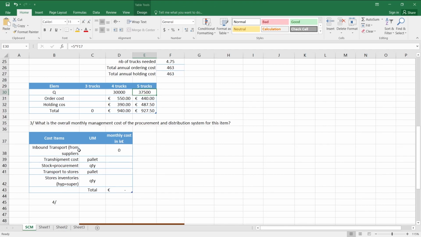Okay, so we are going to start with the inbound transport from the suppliers F to our central warehouse C. Then the transshipment cost, related to the unloading and the handling of the pallets within our warehouse C. Then the stock plus the procurement, the transport to stores, to our supermarkets and hypermarkets, and then finally the store's inventories cost for both the hypermarkets and the supermarkets.